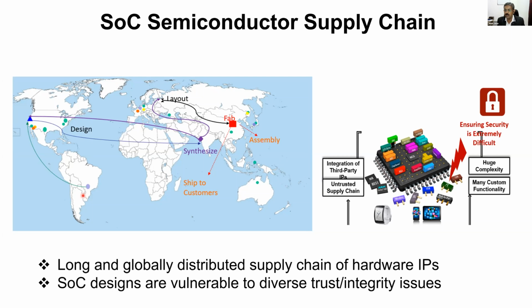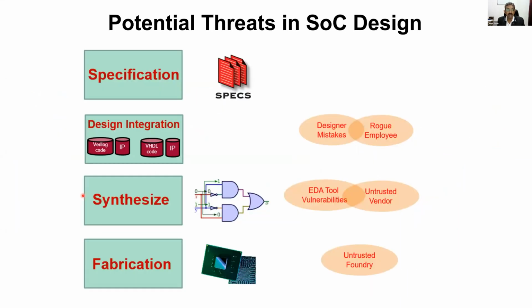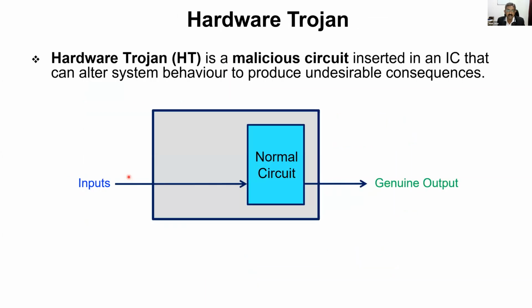We all know that the long and globally distributed supply chain of hardware IPs essentially forces the SoC designers to make use of third-party IPs, which can lead to vulnerabilities at the trust and integrity level. This vulnerability can be at the specification level, or at the design integration level due to designer mistakes or rogue employees. It can happen at the synthesis level due to EDA tool vulnerabilities or an untrusted vendor, or lastly at the fabrication level due to an untrusted foundry. Due to rigid time-to-market and cost constraints, many vendors are forced to release their chips in a very short span of time, considering the competition they face. This can lead to such security vulnerabilities by making your design exposed to various third parties.